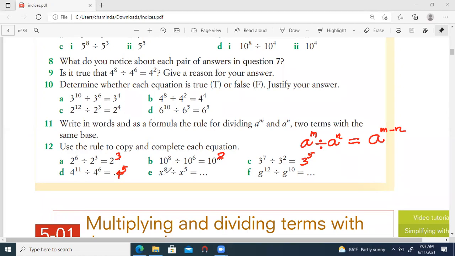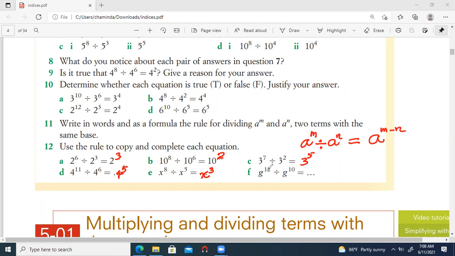Next one, x to the power 8 divided by x to the power 5. Division of powers. Please subtract these indices. 8 minus 5. What's the answer? X to the power 3. Here in this case, don't multiply powers. You just subtract only the indices, right? The base is the same, right?